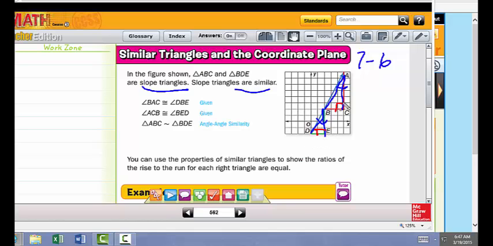You can also immediately recognize that these two are congruent to each other. By the way, B and D are also congruent angles, but since we already see that we have two congruent angles, and we're given those two things right there in the diagram, we can show that we have angle-angle similarity, just like we did in the last lesson. So you can use the properties of similar triangles to show the ratios of the rise to the run for each right triangle are equal. So we've shown that the two triangles are similar. Let's take a look at problem number 1.